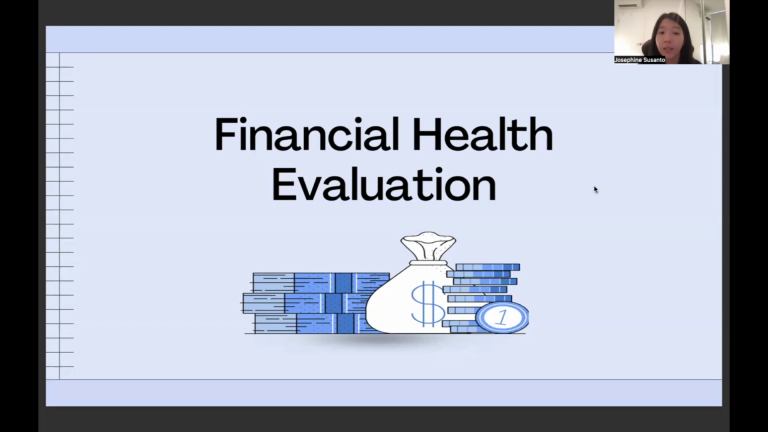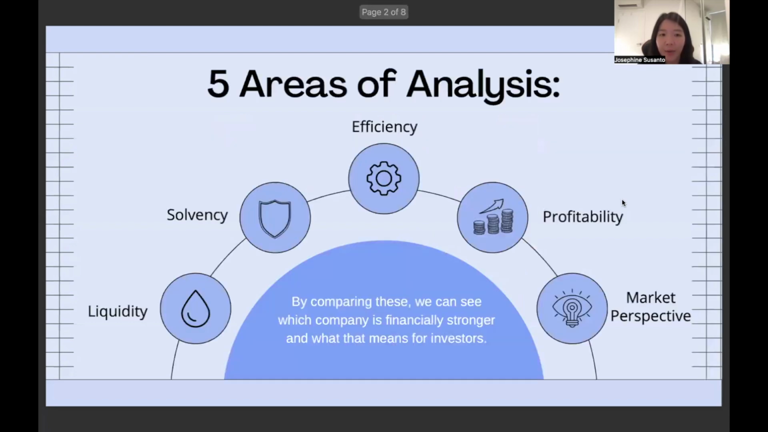Thanks, Oliver. Now I will be presenting on the evaluation of the financial health of the companies, which are referred to as Alpha and Beta. This analysis is based on 5 key areas: liquidity, solvency, efficiency, profitability, and market perspective. By comparing these, we can see which company is financially stronger and what that means for investors.